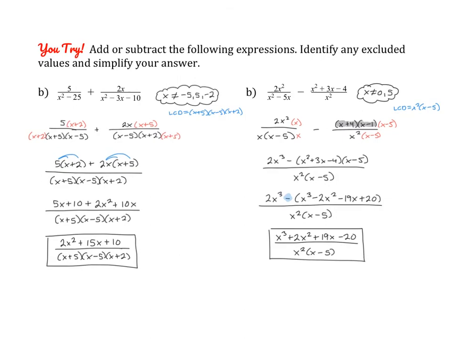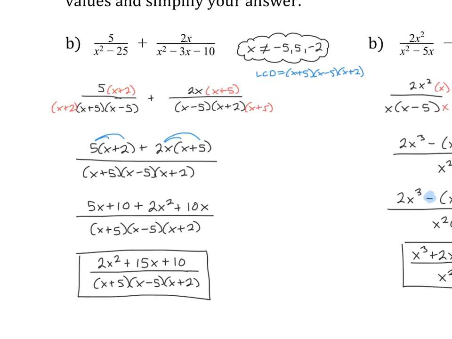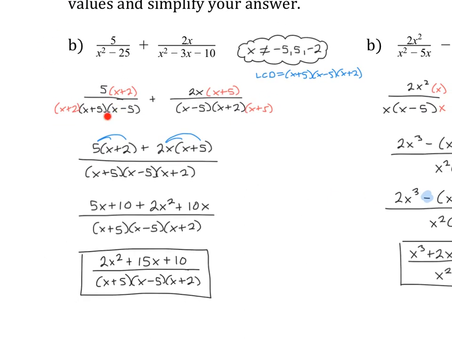Okay, go ahead and check your work here. So for part 1, first you need to factor, and then this helps us list our restrictions, which are negative 5, positive 5, and negative 2. Then here you can see our LCD. So our first expression was missing x plus 2. Our second expression was missing x plus 5. And then once the denominators are the same, we just need to add the numerators. So from here on down, it's just a matter of distributing and combining like terms to get your final answer.